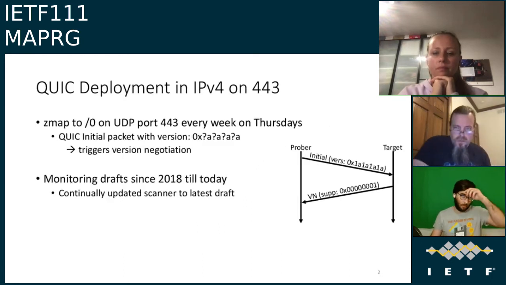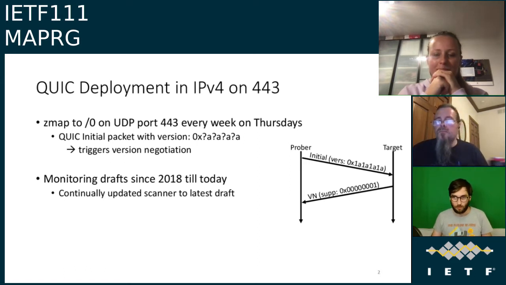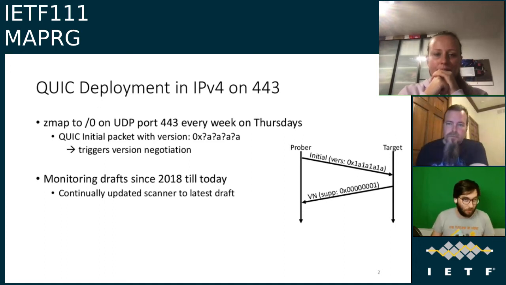What we basically do is we run periodic ZMap scans to the whole IPv4 address space on UDP port 443 every Thursday. We send a QUIC initial packet that has a reserved version, which follows the pattern you can see in the scheme on the right. What's supposed to happen is that the version is not supported by QUIC, and QUIC should answer us with a version negotiation packet indicating the versions it supports, in case it does so.